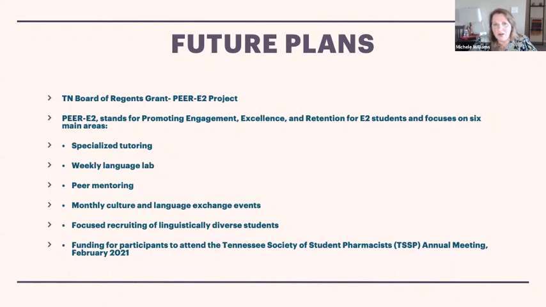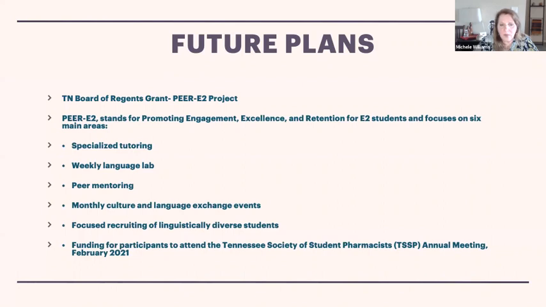And so it's called the Peer E2 project, and it stands for Promoting Engagement, Excellence, and Retention for E2 students. And so it focuses on 6 main areas: specialized tutoring. So we're going to recruit and train students to tutor with the needs of ESL students in mind, some of them being ESL students themselves. A weekly language lab, which is something, and a lot of this was inspired by our ESL students and the things they told me they wished we had. So I owe a debt of gratitude to those students for sure.